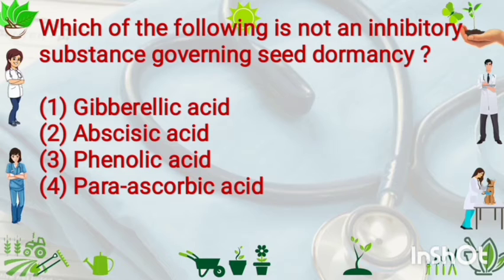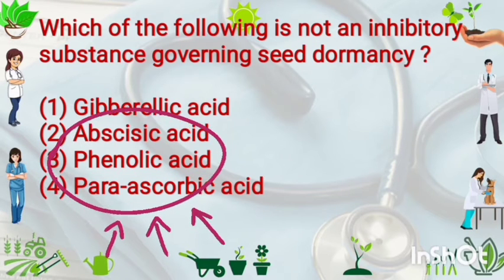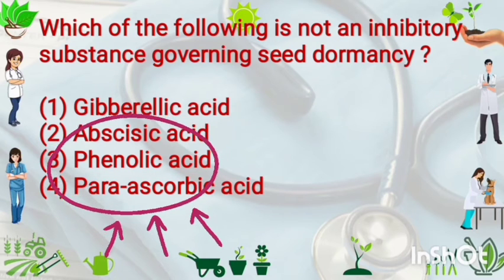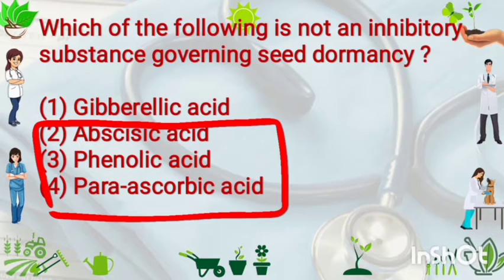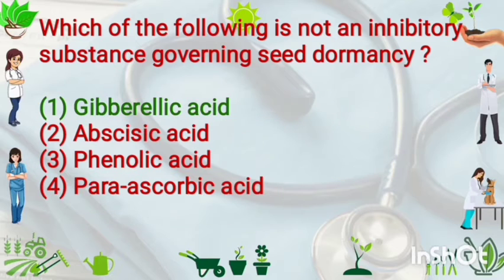Which of the following is not an inhibitory substance governing seed dormancy? Gibberellic acid, abscisic acid, phenolic acid, para-ascorbic acid. Among the options, abscisic acid, phenolic acid and para-ascorbic acid are inhibitory substances causing seed dormancy. And the effect of this type of inhibitory substance can be removed by application of gibberellic acid. So the answer is option 1, gibberellic acid.